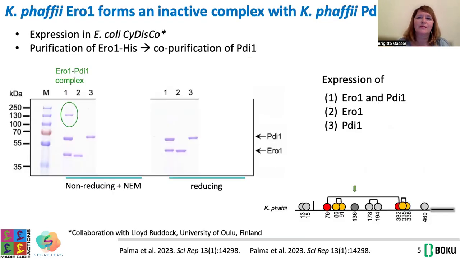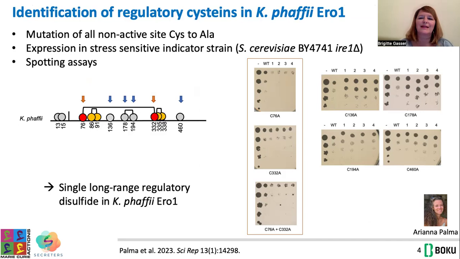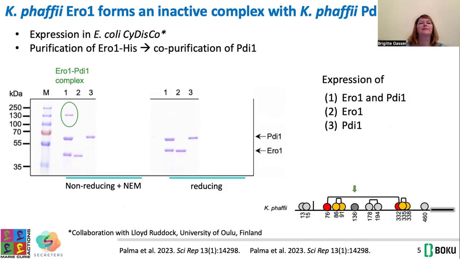The next thing that we have seen is that there is still a cysteine that is not really known. The next thing is that Ariana tried to purify ERO and PDI from Pichia. And initially she tried this directly from Pichia, but this was not possible. So she went to another member of the ITN network, Lloyd Rudolph's lab from the University of Oulu in Finland.